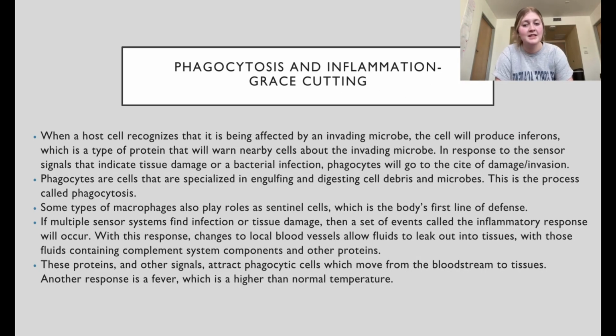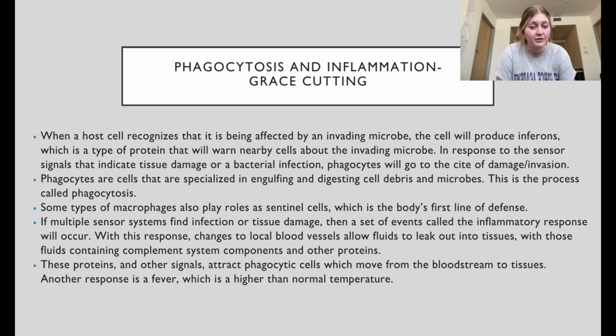When a host cell recognizes that it is being infected by an invading microbe, the cell will produce interferons, which is a type of protein that will warn nearby cells about the invading microbe or disease. In response to the sensor signals that indicate tissue damage or bacterial infection, phagocytes will go to the site of damage or invasion. Phagocytes are cells that are specialized in engulfing and digesting cell debris and microbes. This is a process called phagocytosis.